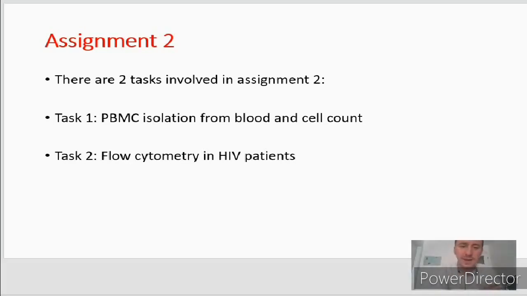Okay, in relation to the actual practical, there are 2 tasks involved in assignment 2. Task 1 involves peripheral blood mononuclear cell isolation from blood and a subsequent cell count. And task 2 involves flow cytometry analysis in HIV patients, which we'll cover later in the lecture.